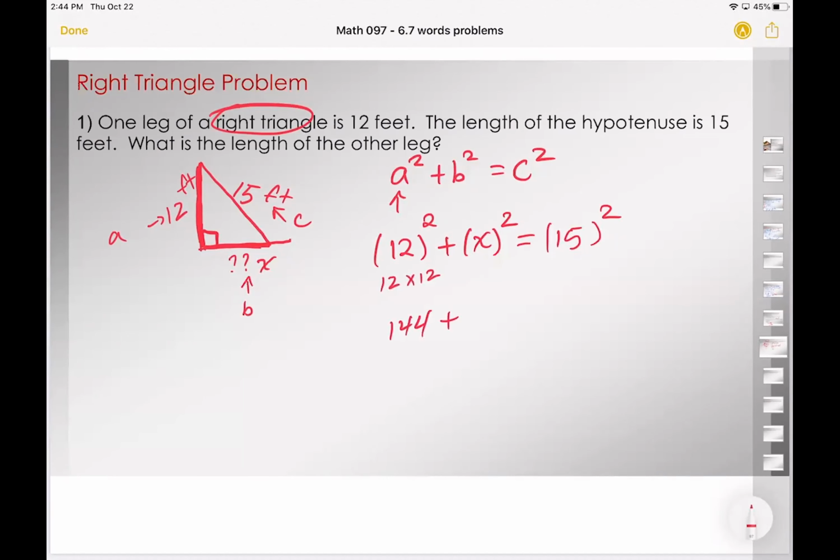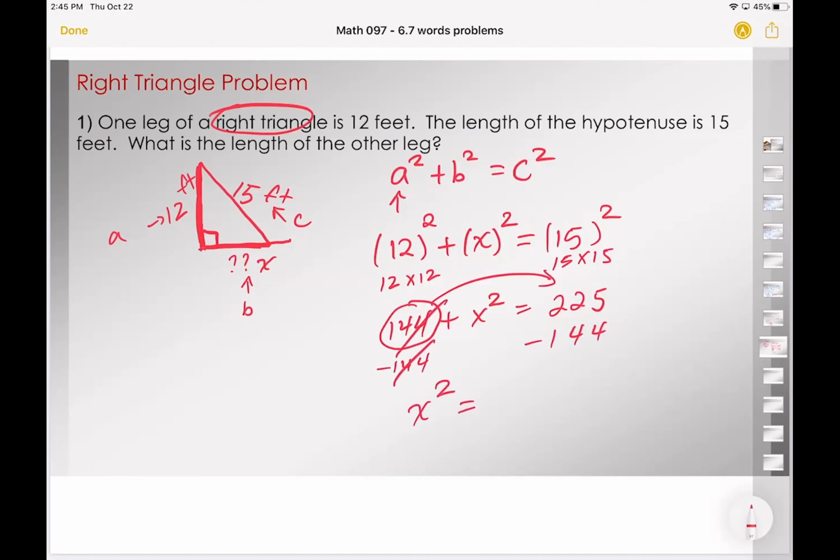What is x times x? Well, x times x is the same as x squared. And what is 15 times 15? 15 times 15 should give you 225. And look at this item here. I have an x squared. Let me move this item to the other side. If I move it to the other side, I need to subtract 144 to get x squared by itself. And if I subtract this, it will give me 81.